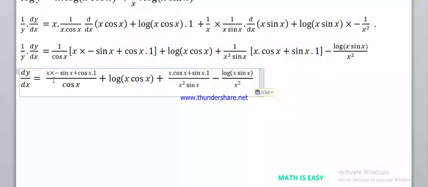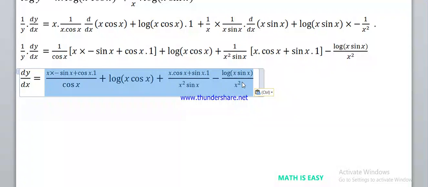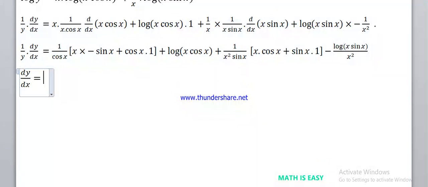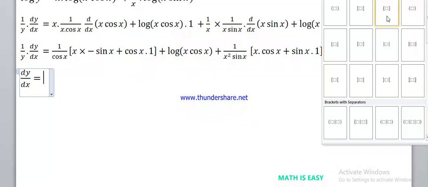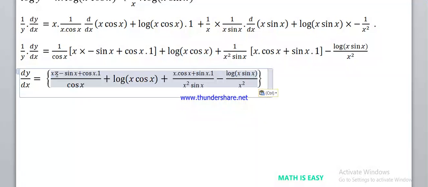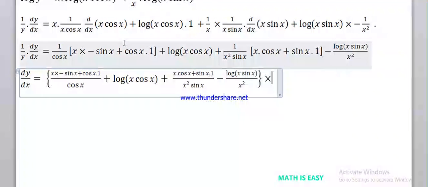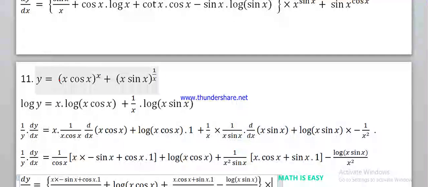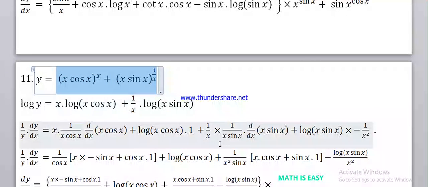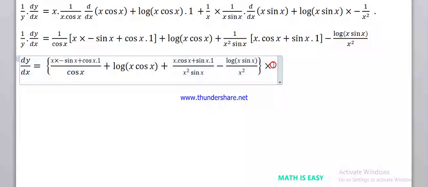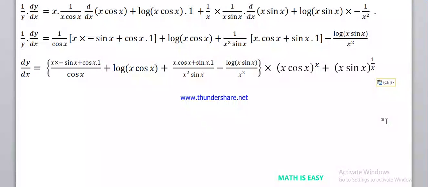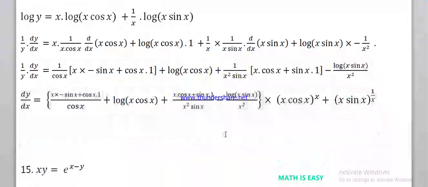Now here 1 by y is there, right? This 1 by y, if I bring it to the RHS, it is going to be multiplied with y. What is y? y is the given question. So this is your final answer. So you have to be a little bit careful, especially regarding the steps which we consider. So the 11th one we have done.